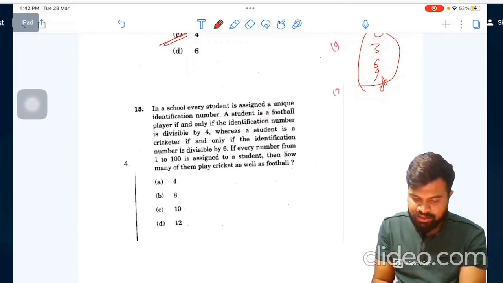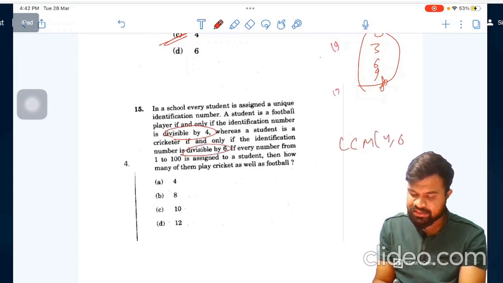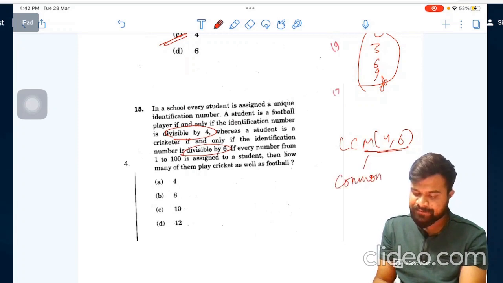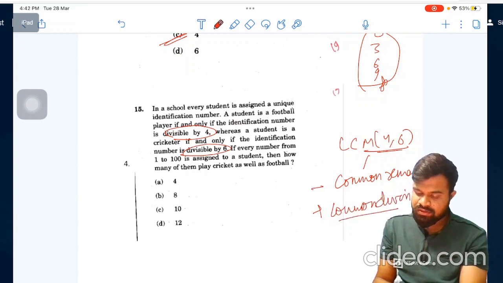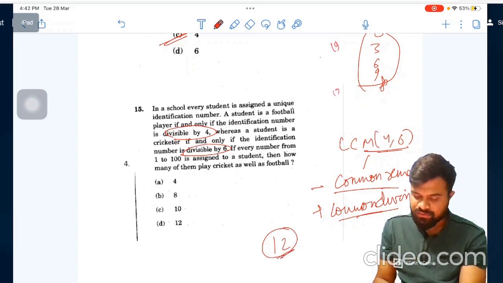Now in this question, the number is divisible by 4 and the number is divisible by 6. Why do we need to find the LCM of 4 and 6? Because if there is a problem of common remainder or common divisibility, then we need to find the LCM. LCM of 4 and 6 is 12. I've already told you how to reach this.